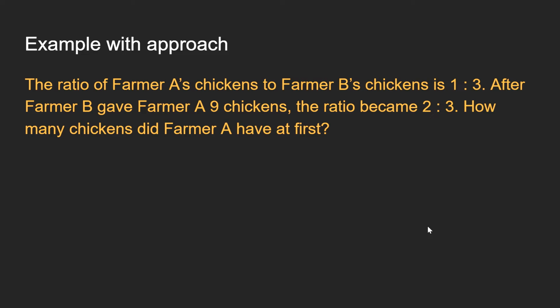The ratio of farmer A's chickens to farmer B's chickens is 1:3. After farmer B gave farmer A 9 chickens, the ratio became 2:3. So with this knowledge, we actually know that in total, farmer A and farmer B's chickens are the same from start to finish. It's just that in between this process, farmer A got some chickens, but farmer B had fewer chickens. But in total, the number of chickens still stays the same.